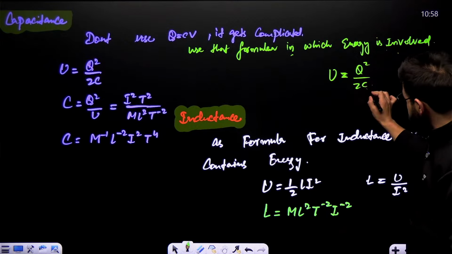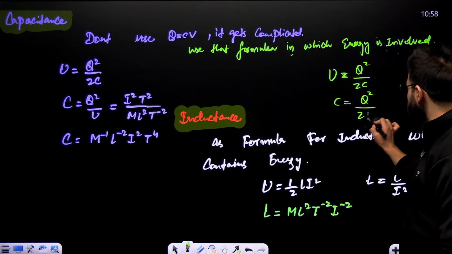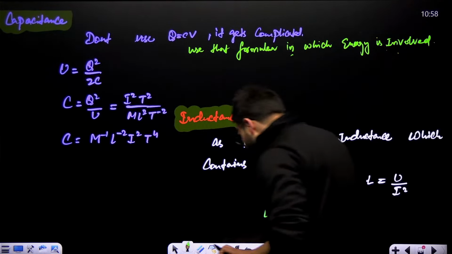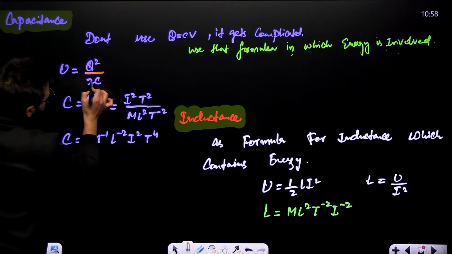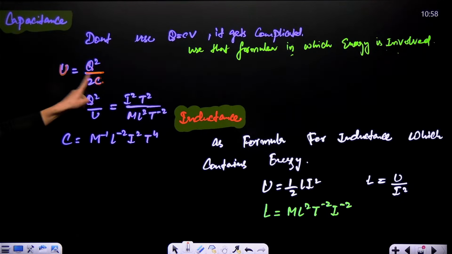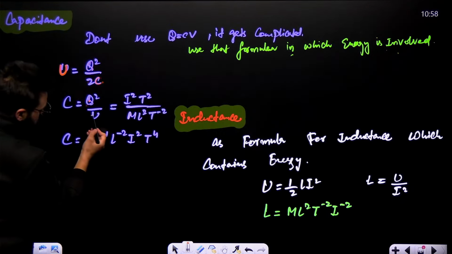Now you need to find C, so C is equal to Q square divided by 2U. What is this U? U is the energy stored in the capacitor. Q is the charge, C is the capacitance, U is the energy. Now take the C over here, and 2 is dimensionless, so forget about this 1 by 2. So it is Q square by U.